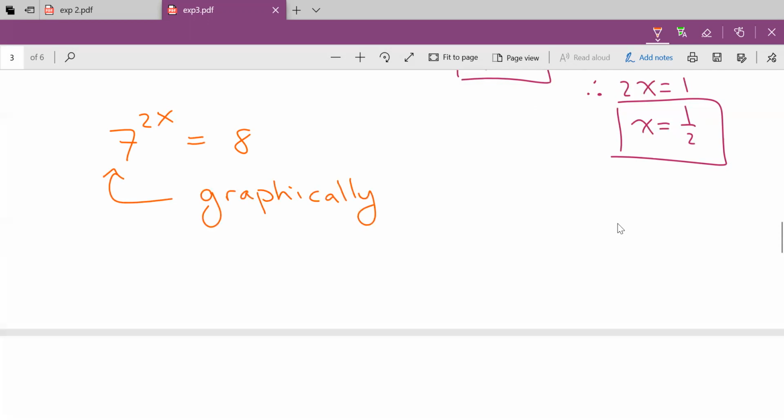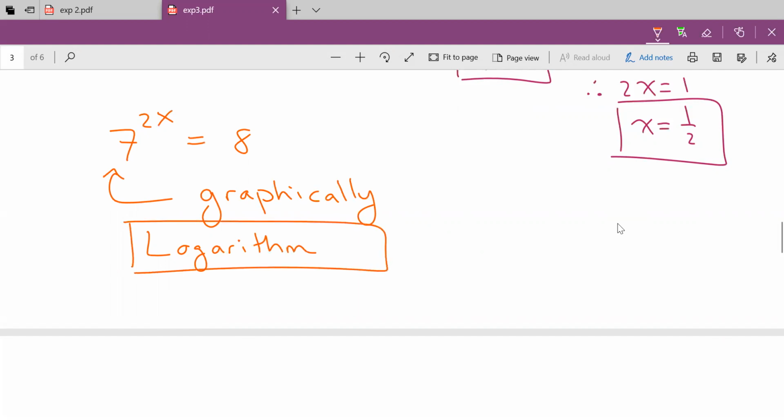How do we solve it algebraically? We're going to learn something called a logarithm is going to help us solve that sucker. Okay, now you can turn me off. See you later, friends.